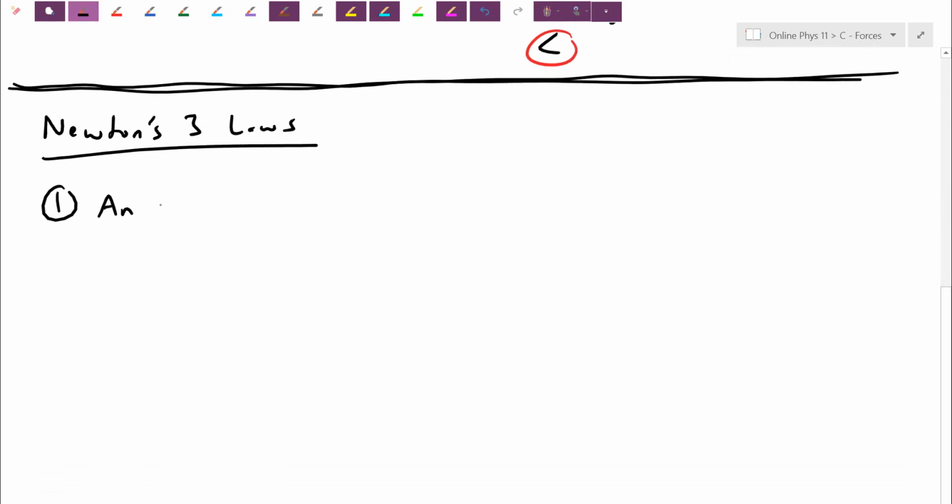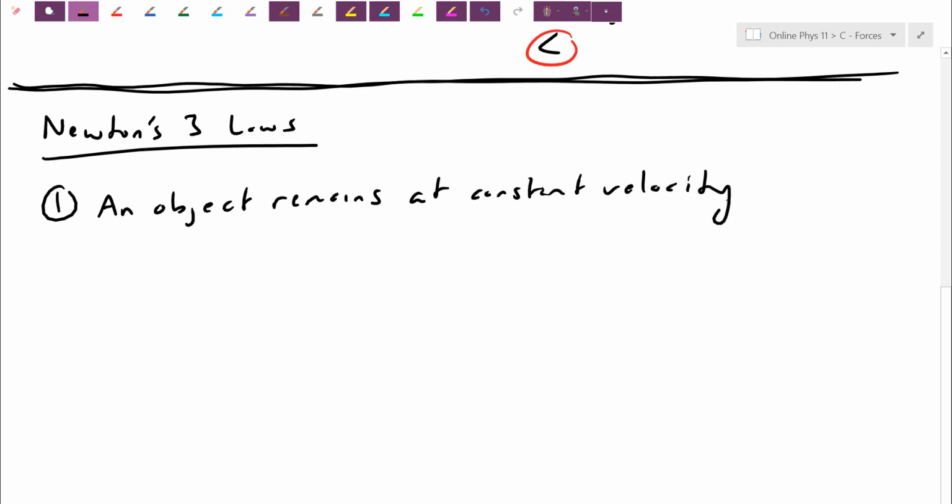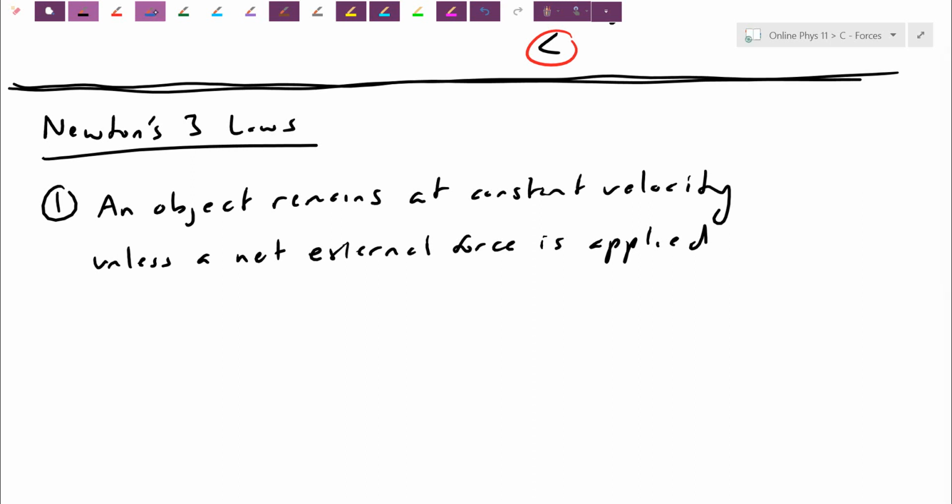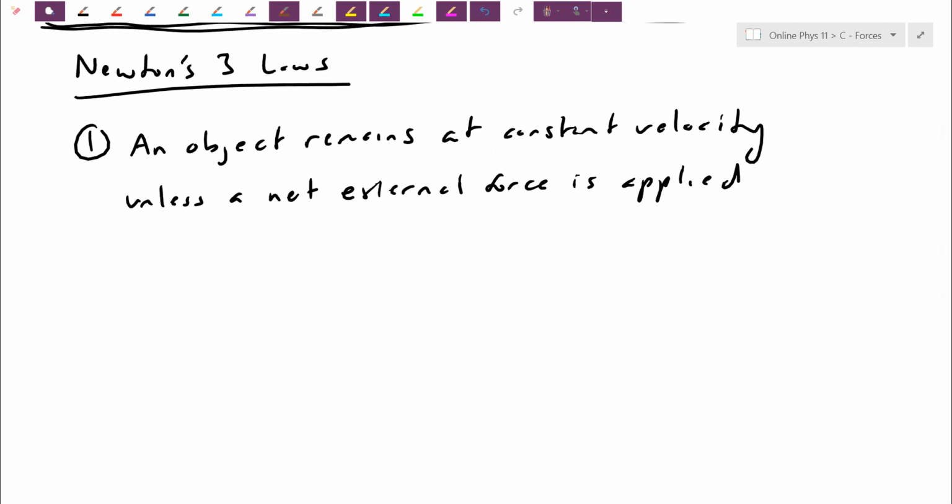Newton's first law says an object remains at constant velocity unless a net external force is applied. You're going to find sometimes the wording is a little bit different, but what's the implication here? What this is saying is an object remains at constant velocity. Sometimes you can call that uniform motion.